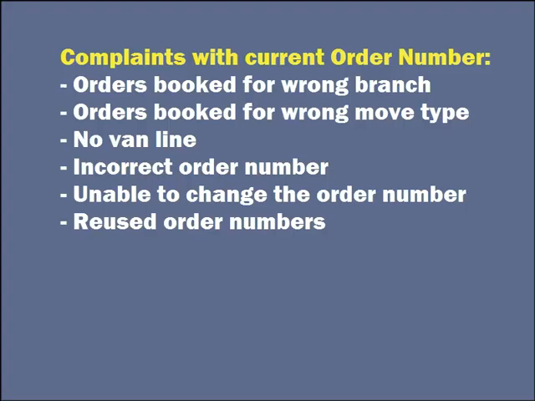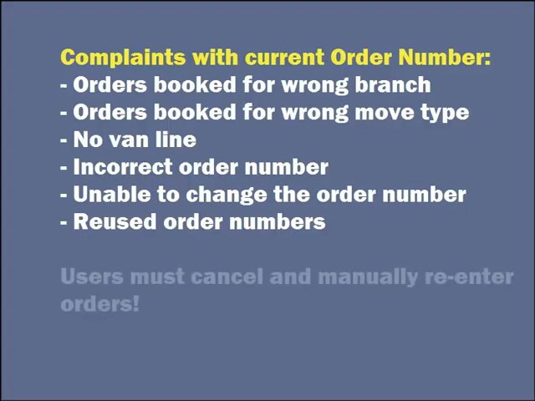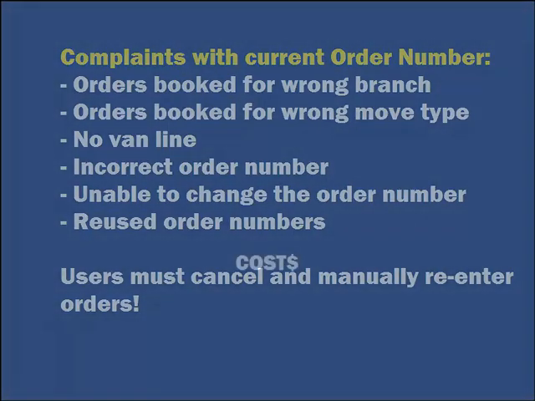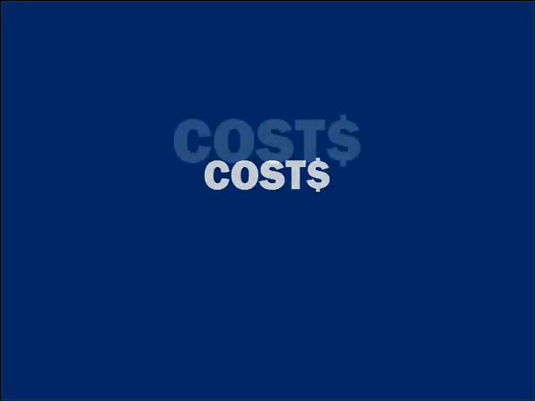This causes a lot of frustration for users trying to locate an order associated to a van line. To correct these orders today, users must cancel the order and then manually re-enter it. As you can imagine, this is problematic and costly. Since we cannot change the van line, we need to change MoversSuite to better handle reused order numbers.